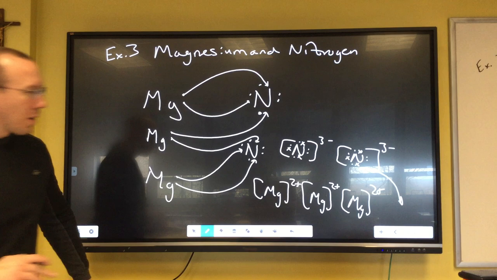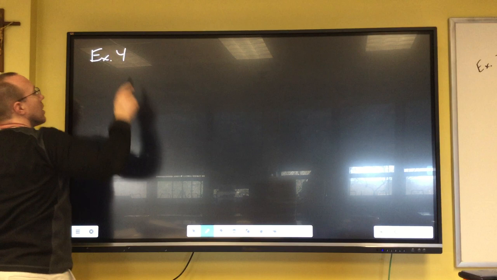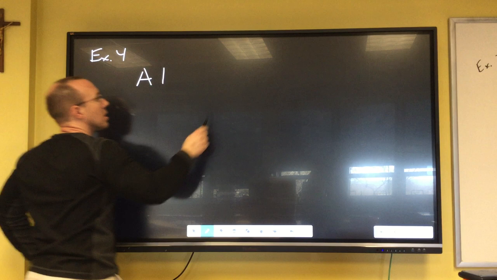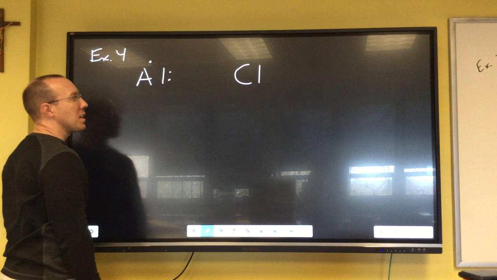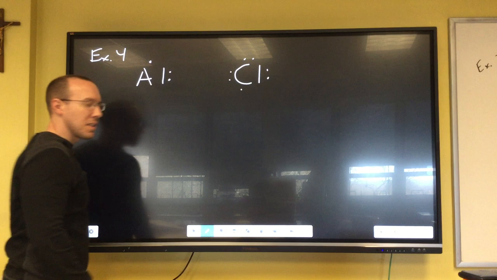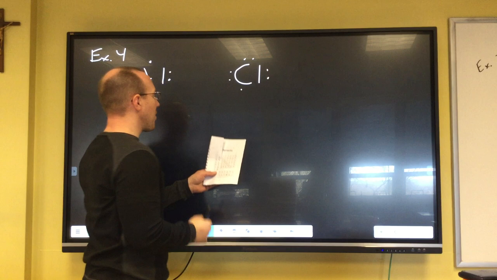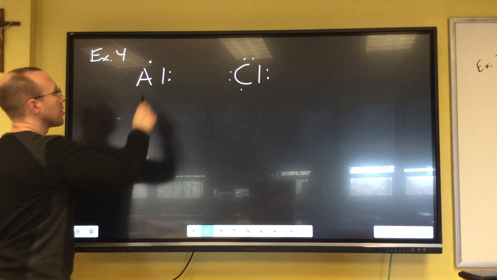And we'll do one more. Fourth example. That last one, it was the most difficult, if you ask me. How about aluminum and chlorine? Aluminum is a 3 plus. There's 3 valence electrons. Chlorine is 1, 2, 3, 4, 5, 6, 7. It's in the 17th group here, 7 valence electrons. Aluminum's over here under boron. So this one gives up, this one receives.